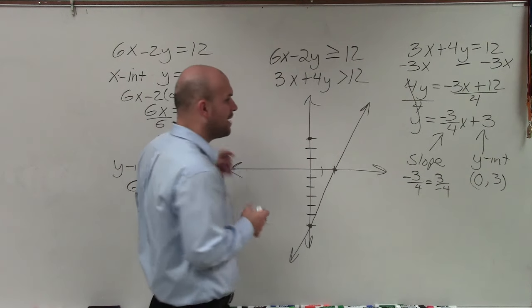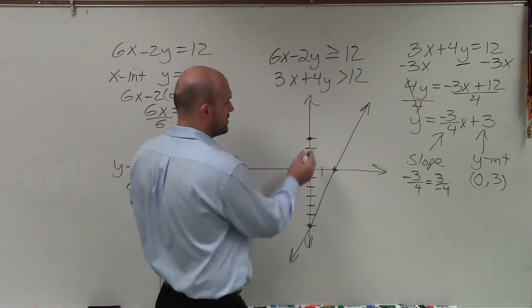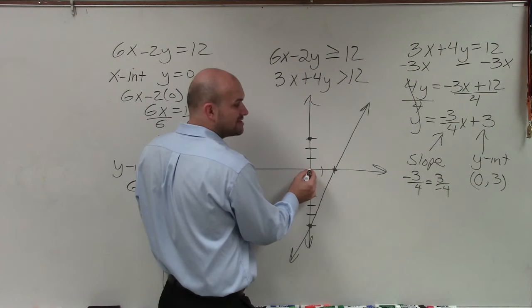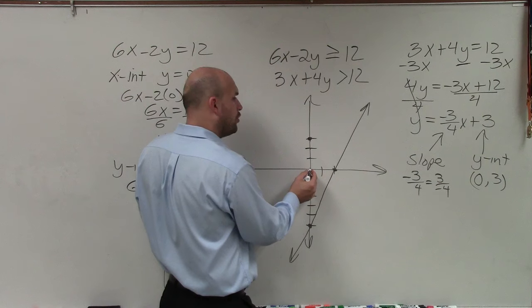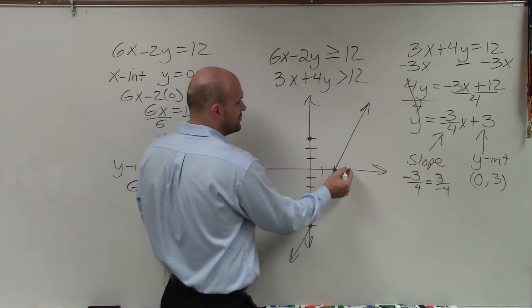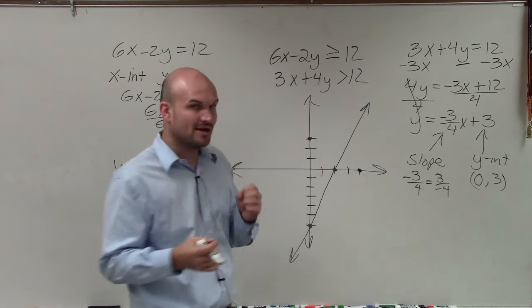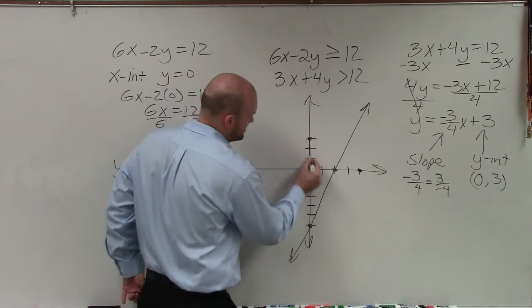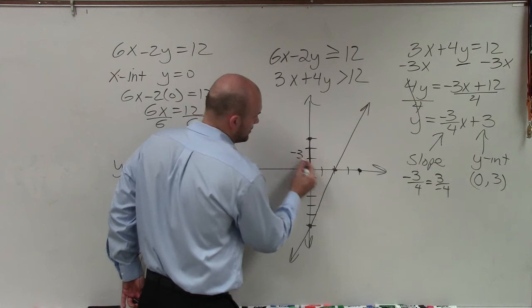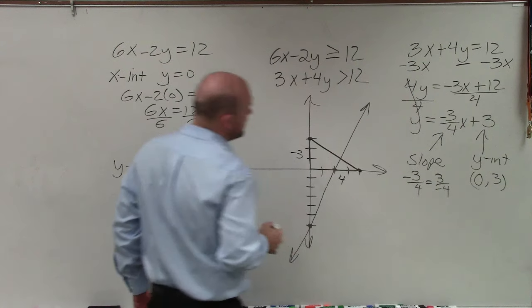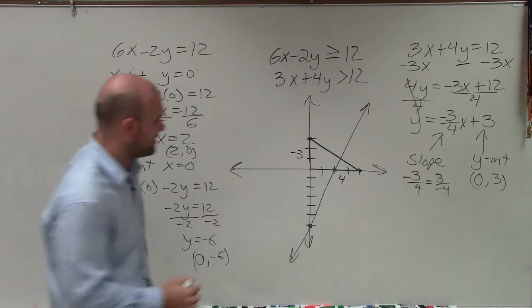That means the change in the y-coordinates between any two points is negative, so I'm going to go down 3 units, 1, 2, 3. And then the change in the x-coordinates between any two points is positive, so I'm going to go over to the right 4, 1, 2, 3, 4. Then I can connect these two points. But before I connect, a lot of times I like to show my slope triangle.